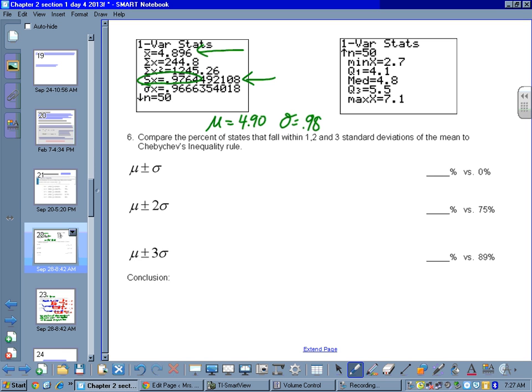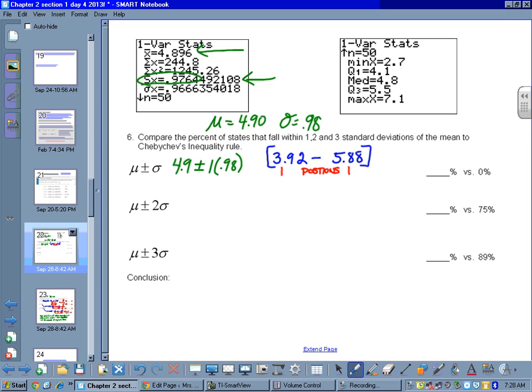Okay, so we have to find the range for one standard deviation, or the mean give or take 1 standard deviation. If I put that into my calculator, I get 4.9 plus 0.98, and that is an upper range of 5.88. And if I subtract 4.9 minus 0.98, that is a lower range of 3.92. So I need to look for the data that is inbound by these positions. So I need to find my positions in my data set.